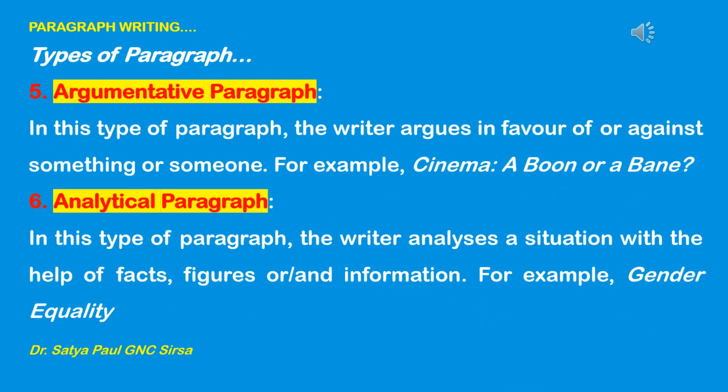Coming to fifth type of paragraph, argumentative paragraph. Again, the term argumentative means putting arguments in favor of or against. In this type of paragraph, the writer argues in favor of or against something or someone. For example, cinema, a boon or a bane. Cinema, what is cinema? And is it a boon or is it a bane? So both aspects. Cinema, it is a boon as well as a bane.